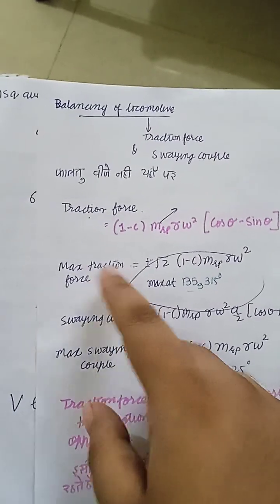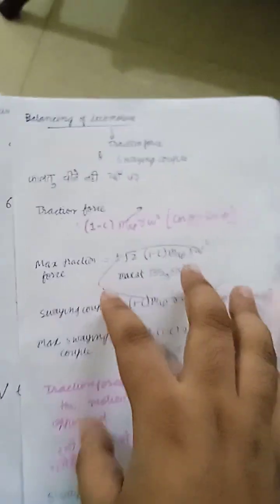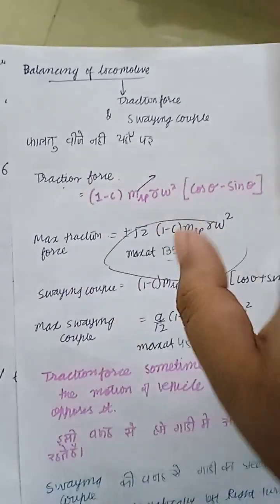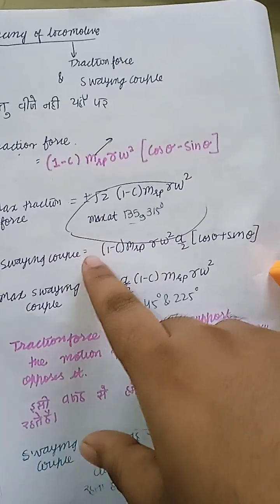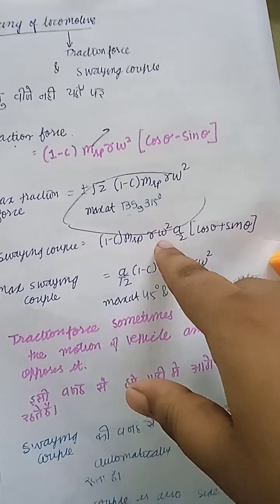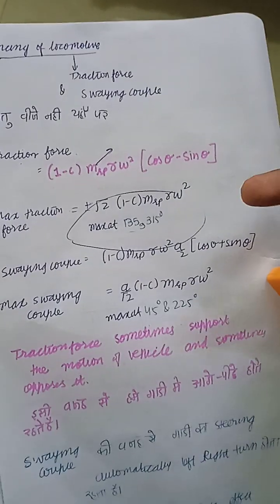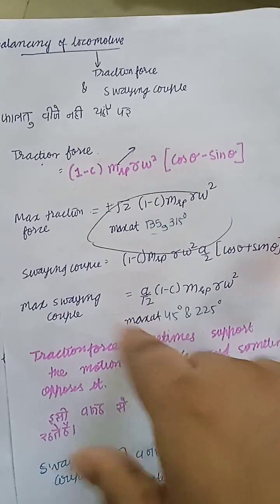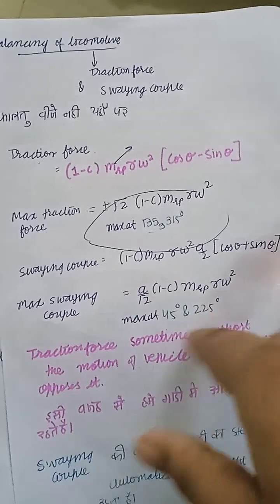Traction means track. Swaying couple. The swaying couple is produced due to the unbalanced traction force only. So the formula for the swaying couple is this, where a represents the distance between the two engines. The maximum swaying couple is this, and it appears at 45 degrees and 225 degrees.